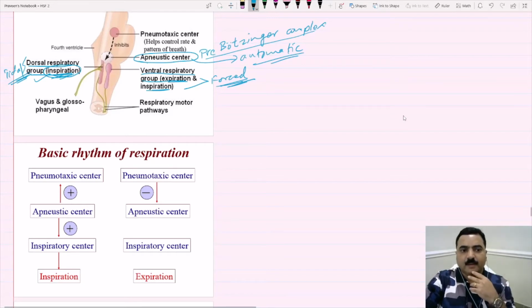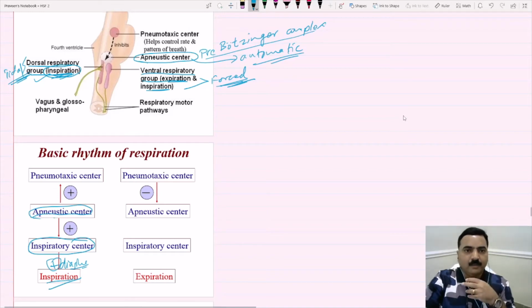From the apneustic center, the information goes to the inspiratory center, and it goes to the diaphragm. The diaphragm undergoes contraction, it is stimulated, and you have inspiration happening. Now how to control this? The apneustic center is always firing, it's automatic.